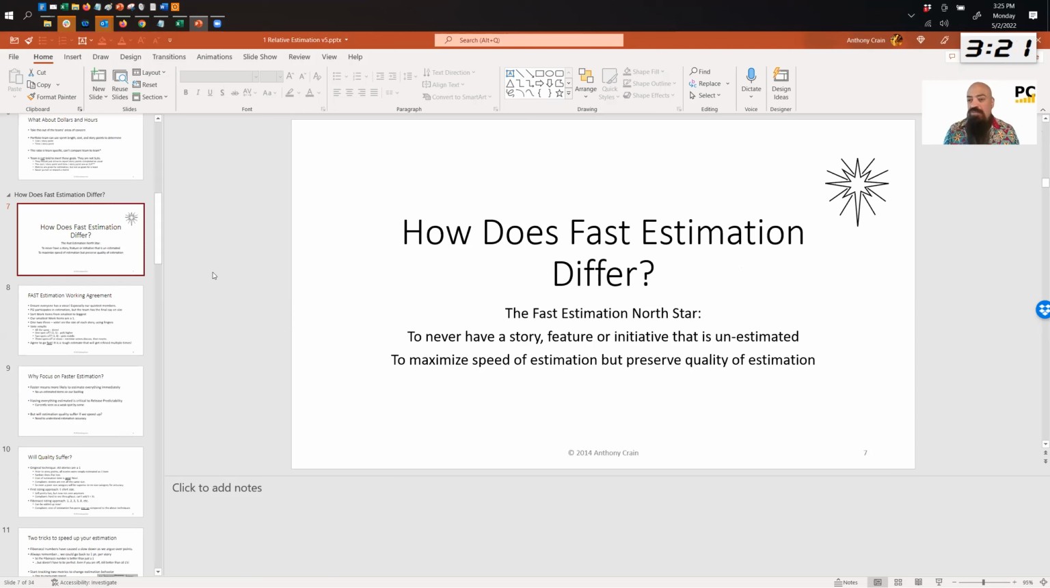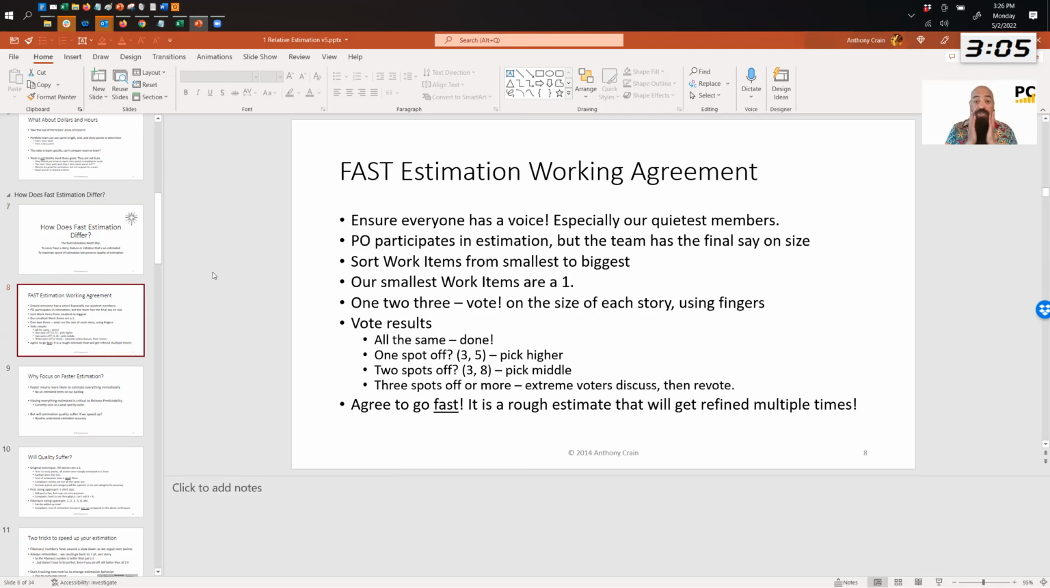So how is fast estimation different than relative estimation? It's faster with no loss of quality. So we have a North Star here: to never have a feature or initiative that is unestimated and to maximize the speed without losing quality of the estimates.